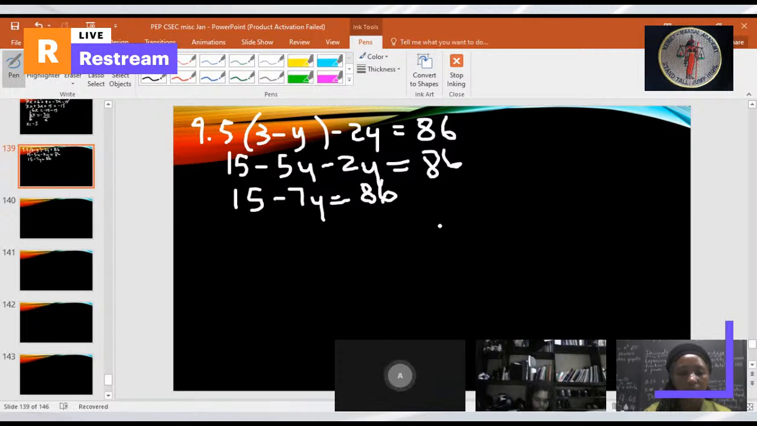And then you carry over the 15 and subtract it from the 86. Or we can say we're subtracting 15 from both sides. So that's 86 minus 15. Let's work that on the right. That would give us what? 71. Okay, 71. What next?